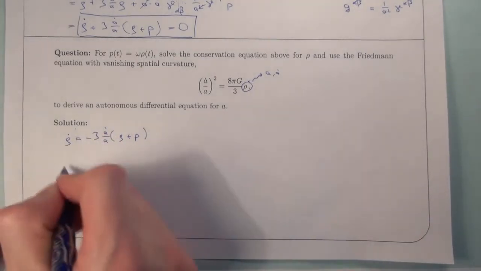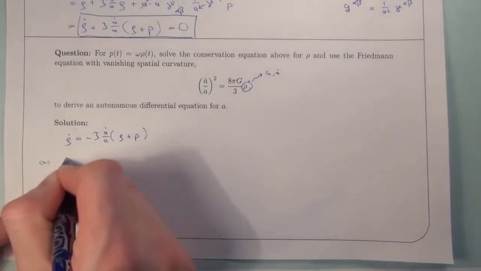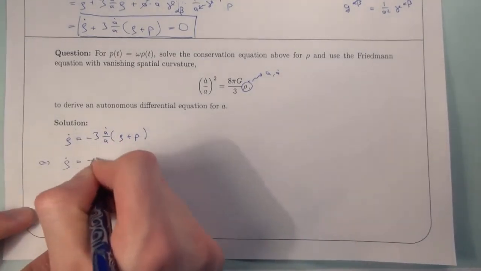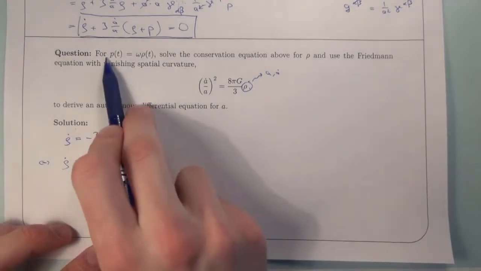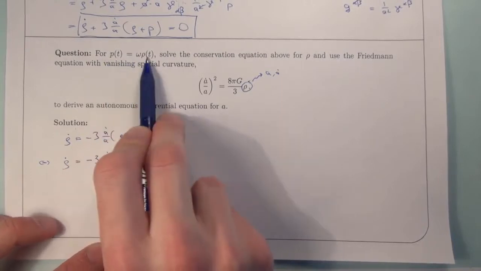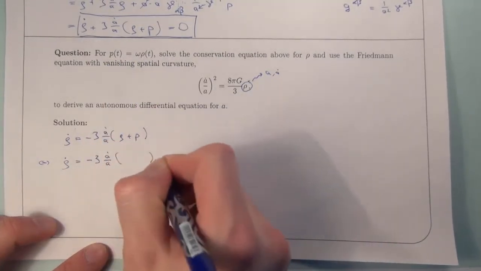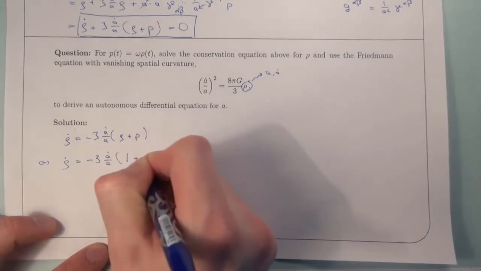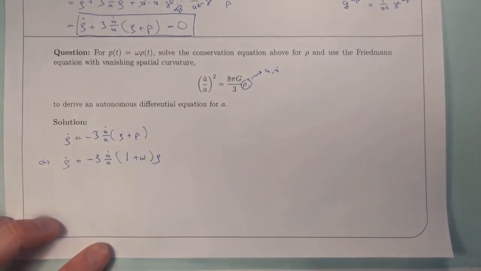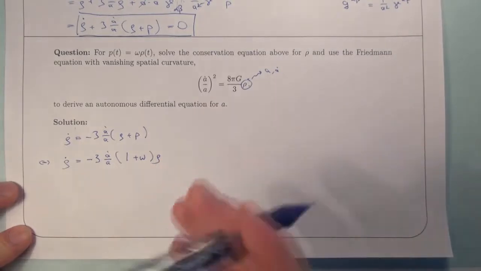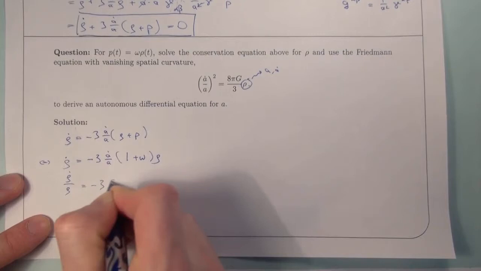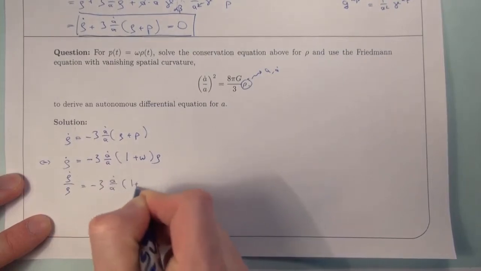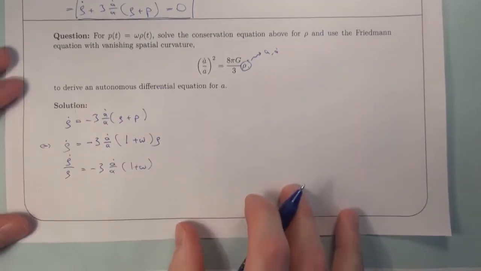Yes, that's right. And this is of course the same as rho dot equals minus 3 A dot over A, and now we know the equation of state here. That means we can pull out the rho, and here it is 1 plus omega. Good. Now we divide by rho, that means rho dot over rho equals minus 3 times A dot over A times 1 plus omega.